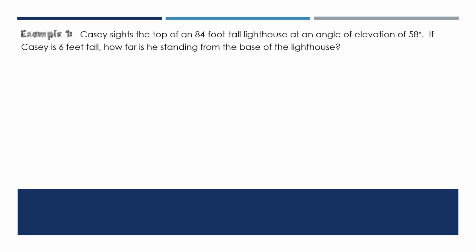So in our first example, we have Casey, who sights the top of an 84-foot tall lighthouse at an angle of elevation of 58 degrees. If he is 6 feet tall, how far is he standing from the base of the lighthouse? The picture that goes with this is actually the same picture as in that description of angle of elevation.